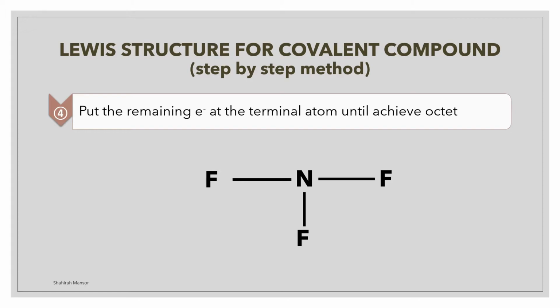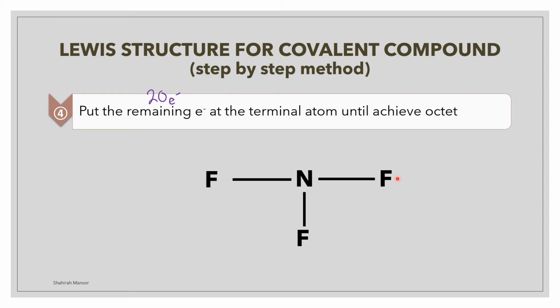In step 4, put remaining electrons at the terminal atom until achieve octet. So how many remaining electrons do we have? Tadi kita ada sebanyak 20 elektron. So let's check for this fluorine atom dahulu. Fluorine has 2 electrons already. So nak mencapai octet, which is 8, fluorine needs another 6 electrons. So dari mana nak ambil 6 elektron itu? Kita akan ambil daripada these 20 remaining electrons.